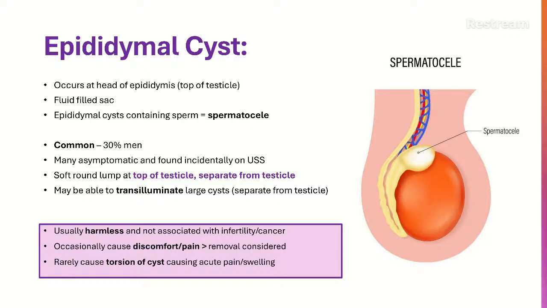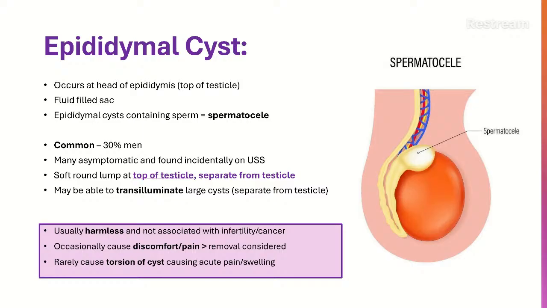Okay, so epididymal cysts. So epididymal cysts occur at the head of the epididymis, so that's the top of the testicle. They're typically a fluid-filled sac, and epididymal cysts containing sperm are called spermatoceles. So you can't clinically differentiate spermatoceles and epididymal cysts, but it's just the contents of them.